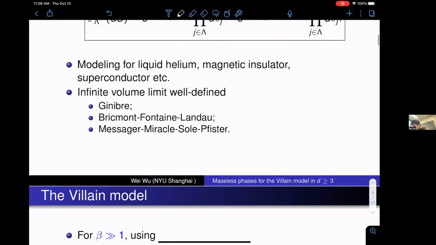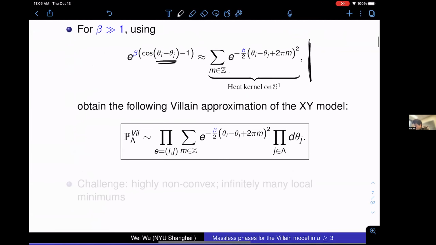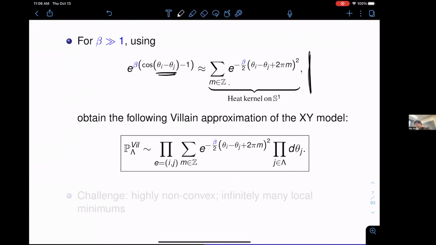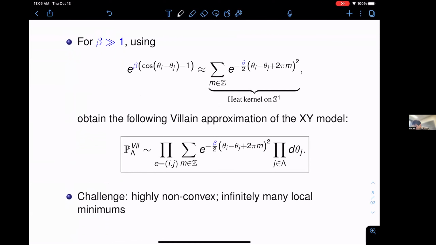So if you start with the XY model and replace all of these interactions by this heat kernel, this actually gives you the Villain model. This is also a very interesting and extensively studied model in the literature. It would be very nice to understand the large-scale behavior of this Villain model.